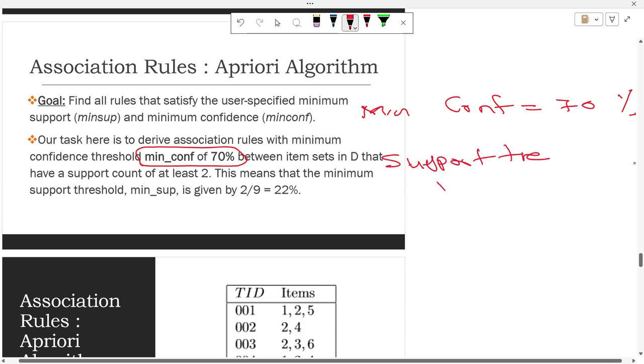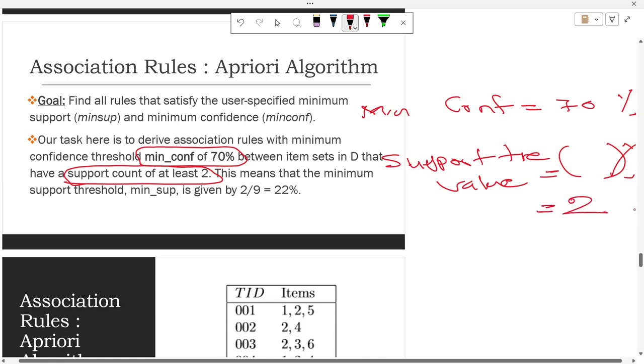The support threshold value may be given as a percentage or as a number. If you look at this question, they are telling a support count of at least 2. Rather than explaining the minimum support threshold value as a percentage, they are telling you 2.